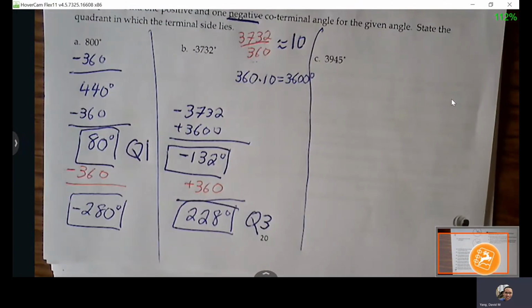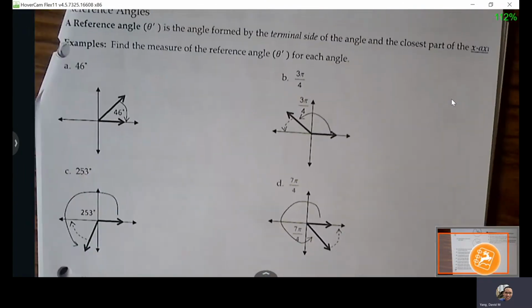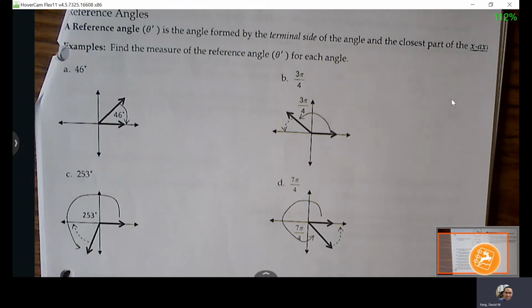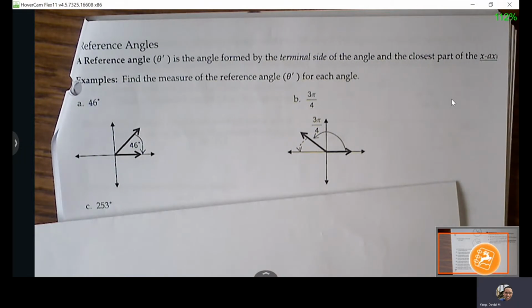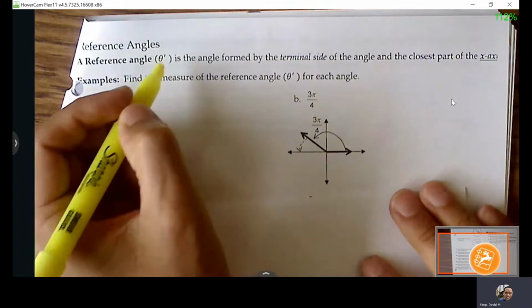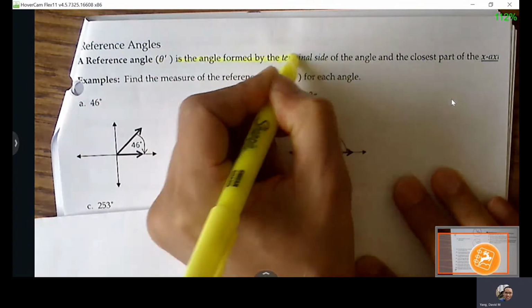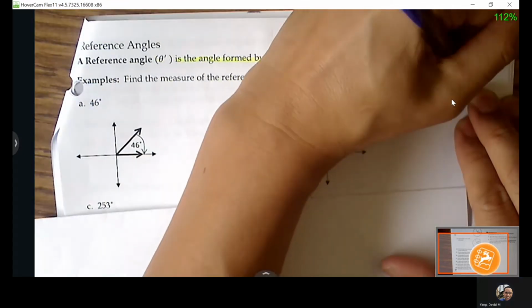Okay. All right, let's go to the next page. And let's talk about reference angles. Okay, so I'm on page 21. Let me read the definition first. A reference angle, we notate it using theta prime. This is the angle formed by the terminal side, that's the ending side of our angle, and the closest part of the x-axis.